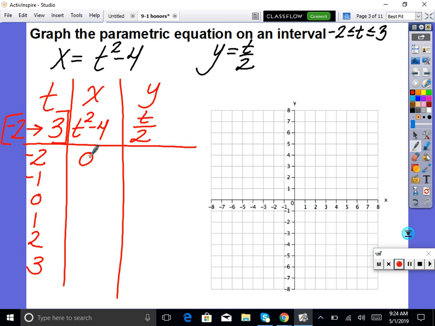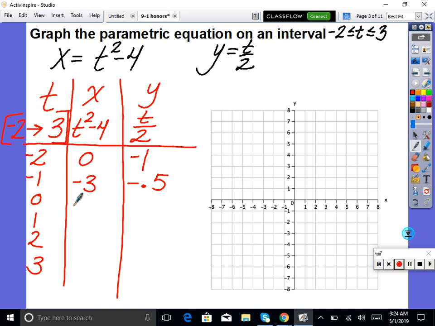Plug in -2 here. We get -2 divided by 2, which is -1. Let's plug in -1 here. -1 squared minus 4 is -3. Plug in -1, we get -1/2. So decimals are usually easier to graph.